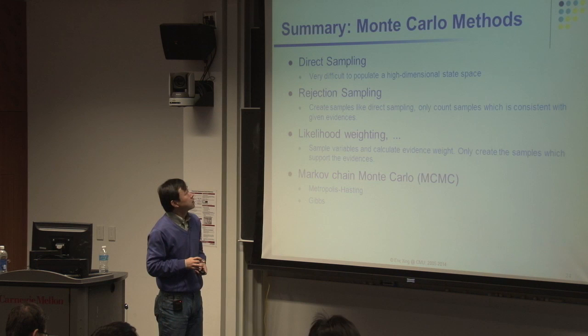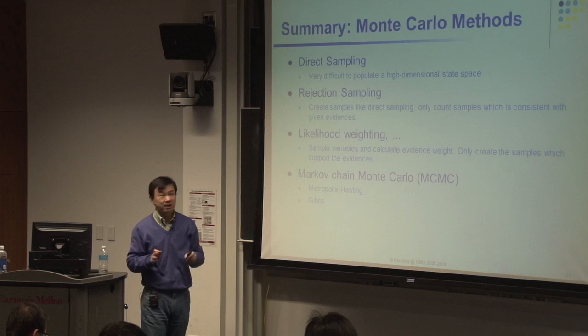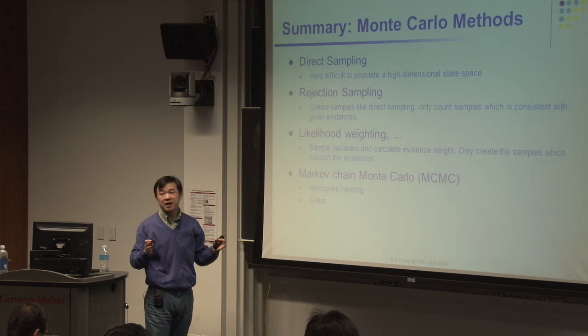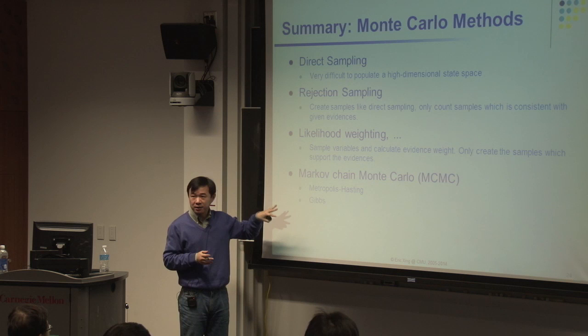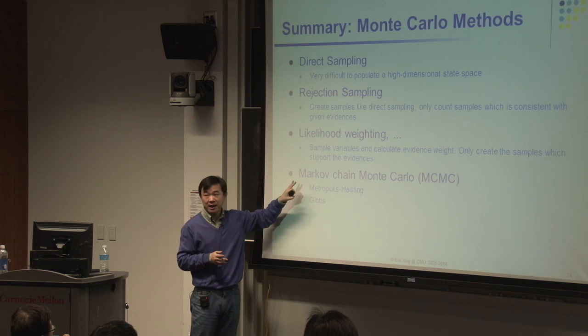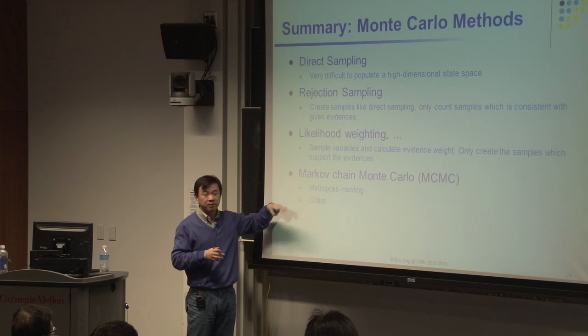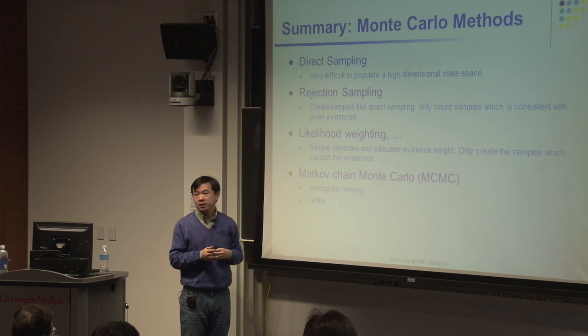So with that, I want to give you a quick summary of the basic Monte Carlo methods. We talked about direct sampling, rejection sampling, and likelihood weighting, which are for sampling arbitrary distributions, and we'll talk about the pros and cons of each method. From now until the next lecture, I'm going to spend more time discussing another, much more popular, more widely practiced approach called Markov chain Monte Carlo, which now appears to be taking over these three methods for some good reason.